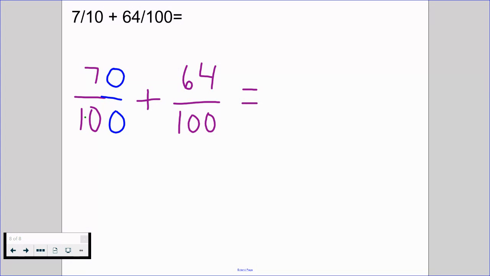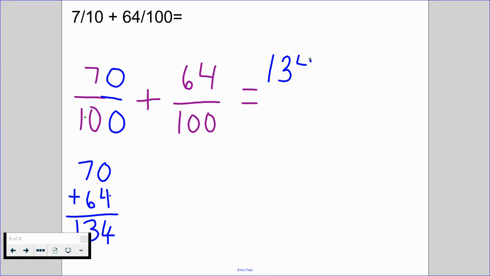So now we're going to add our numerators. 70 plus 64. 0 plus 4 is 4. 7 plus 6 is 13. So our improper fraction is 134/100. I know it's improper because the number on the top is larger than the number on the bottom. When we have an improper fraction, we need to decompose.